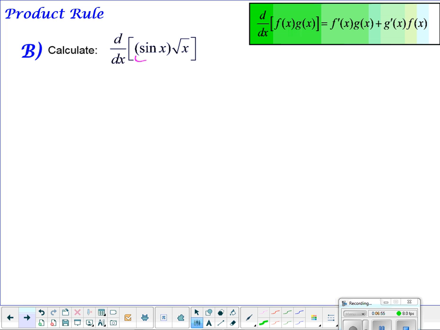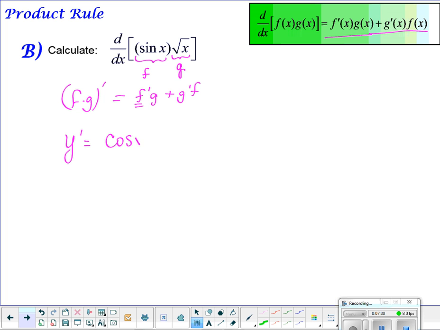So let's think of the sine as our f, and the square root of x will be my g. So the product rule is going to lay out f prime g plus g prime f, just following the rule for the product. So I'm just going to say y prime, the derivative, equals: first thing I've got to do is take the derivative of f. The derivative of sine is cosine x, multiplied by the second term as is, so square root of x.